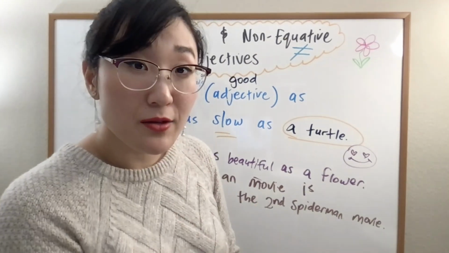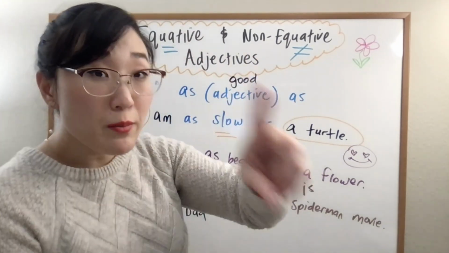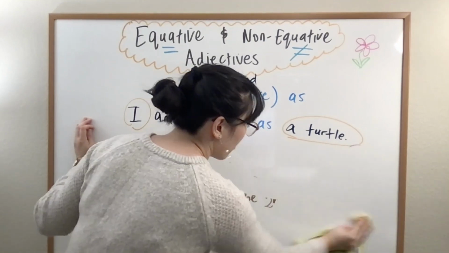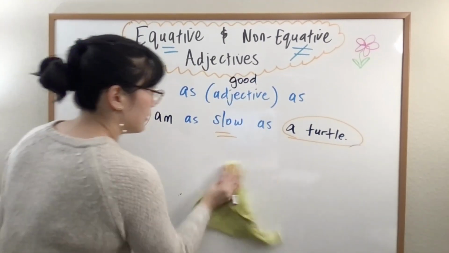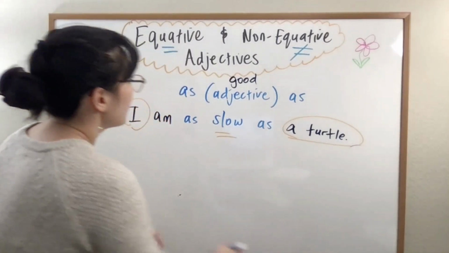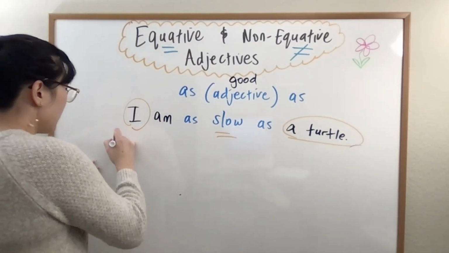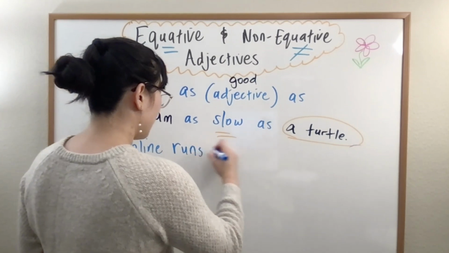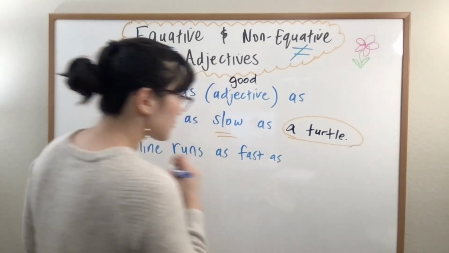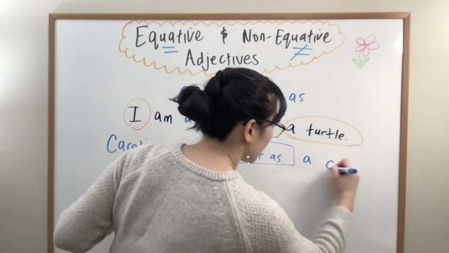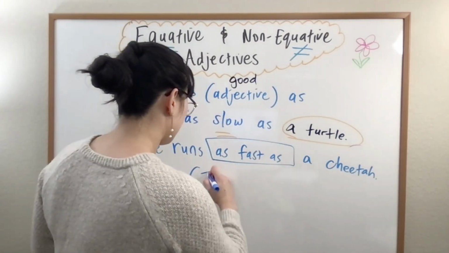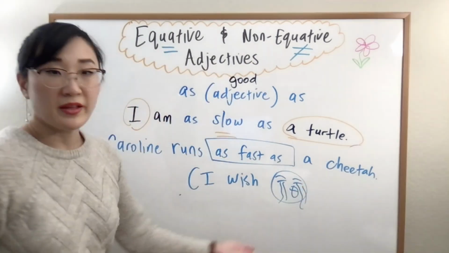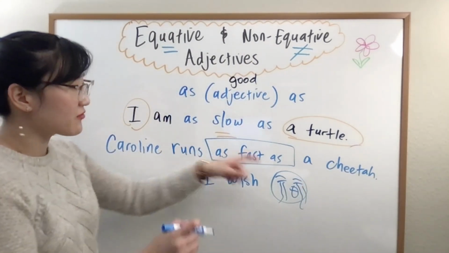Now, I want to show you how to use them with non-equative adjectives. Remember, you can change this verb. Let me just give you one more example before we change. I can say, for example, Caroline runs as fast as a cheetah. I wish. But Caroline runs as fast as a cheetah.